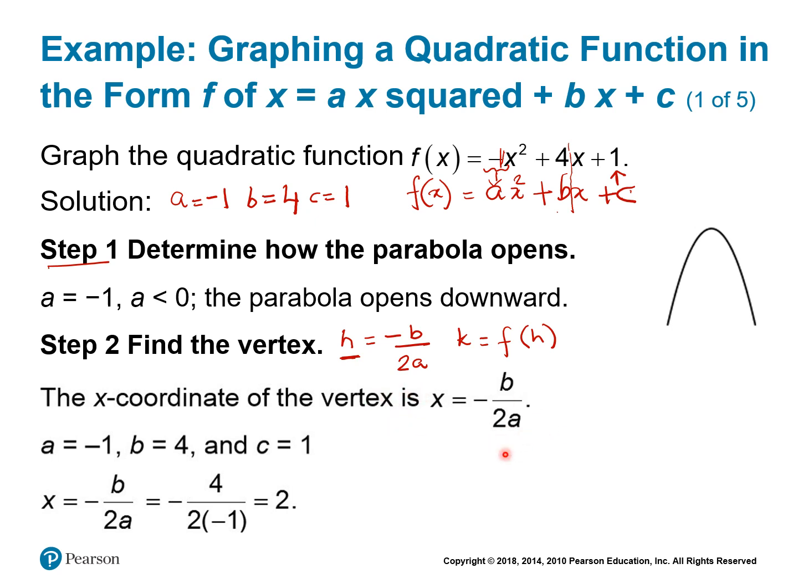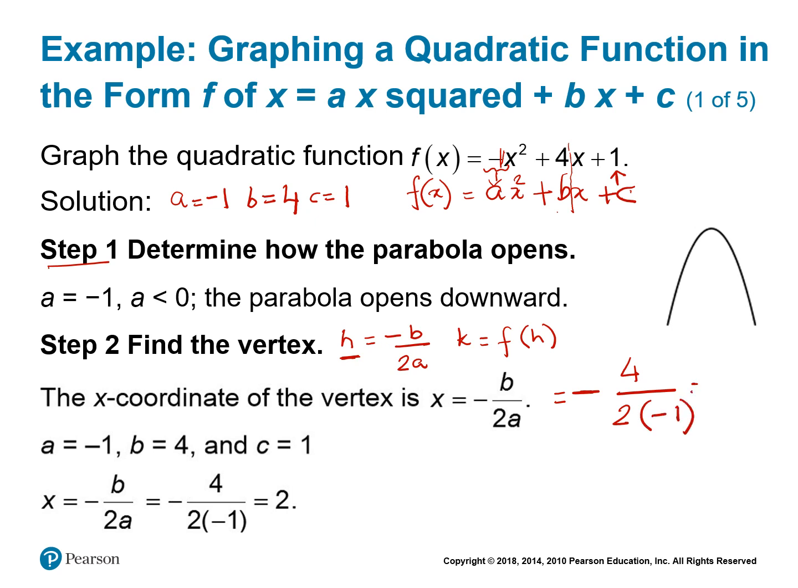So minus, let me plug in the values, although they've done that in the next step, but let me write that. It's minus, and then b has a value of 4, so I'm going to say minus 4 over 2 times negative 1.